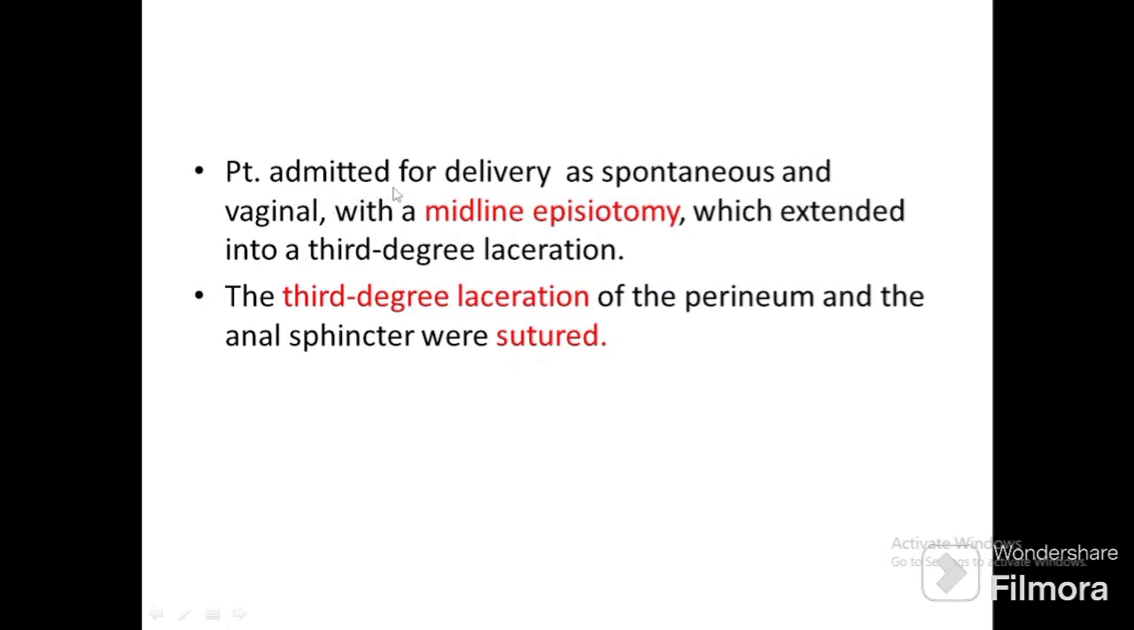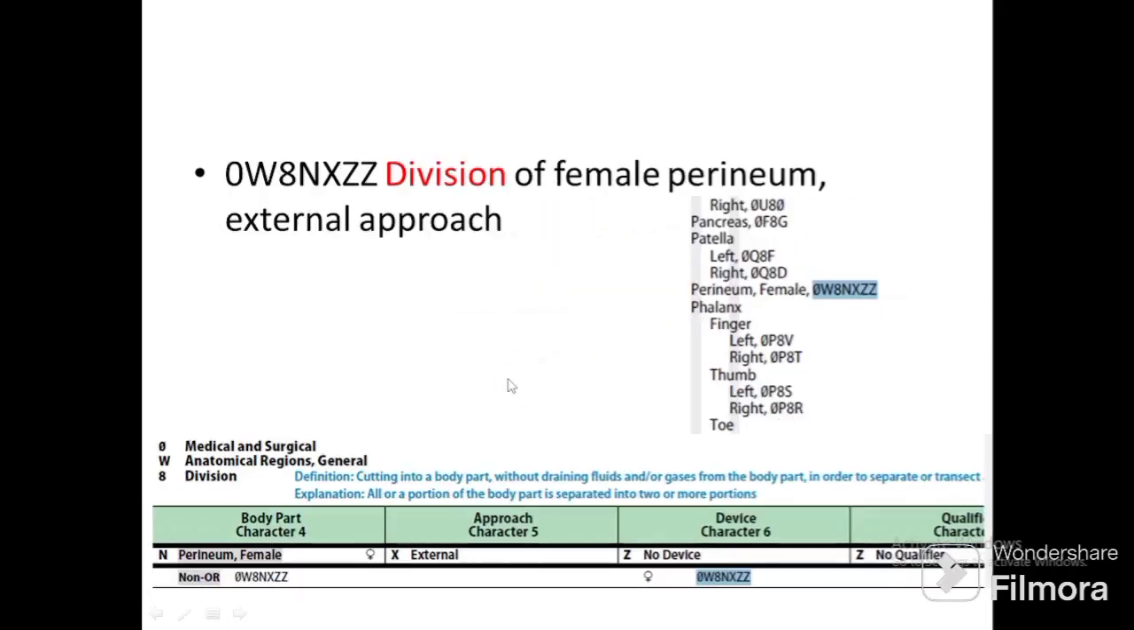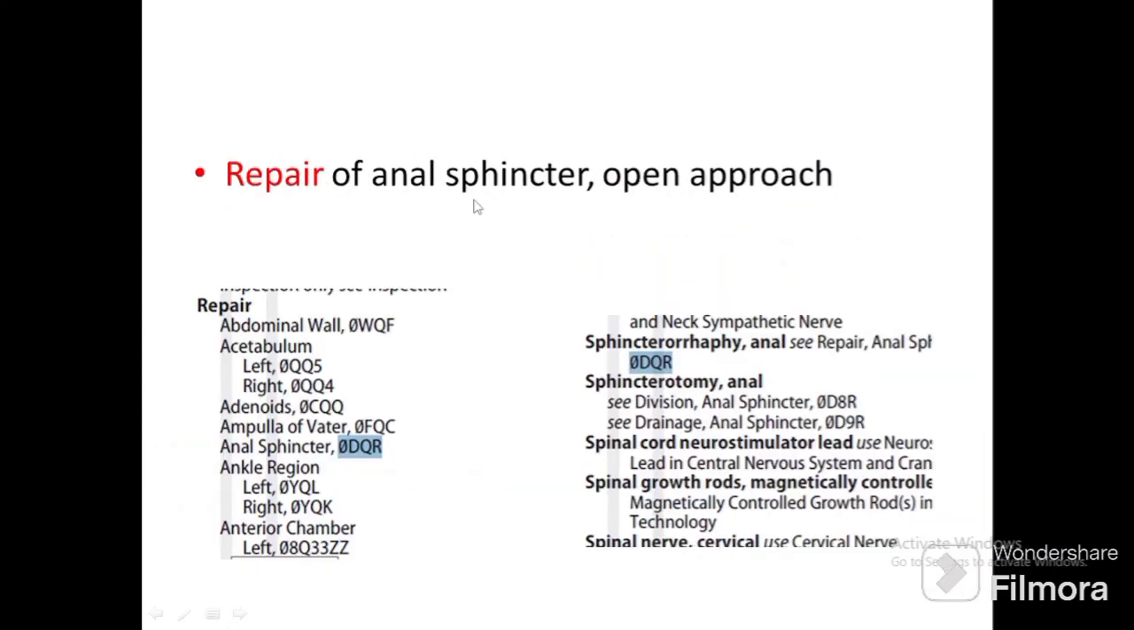Next example. Patient admitted for delivery as spontaneous and vaginal with midline episiotomy which extended into third degree laceration. So here what is happening is a midline episiotomy extended into third degree laceration, and this third degree laceration of the perineum and the anal sphincter were sutured. That means a repair procedure is being done here. So delivery, episiotomy, and a repair procedure. So hence we should code for delivery, episiotomy, as well as repair. So hence we get three codes.